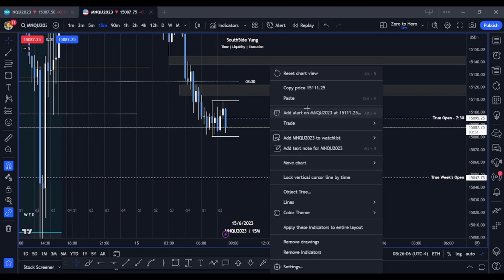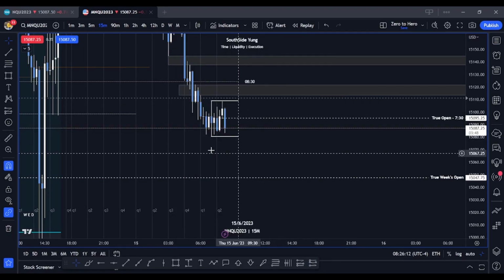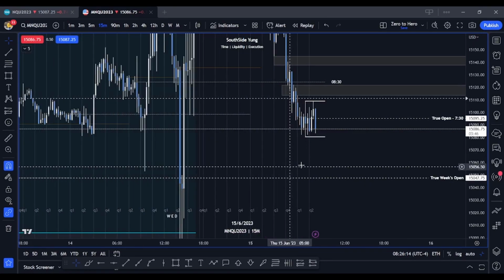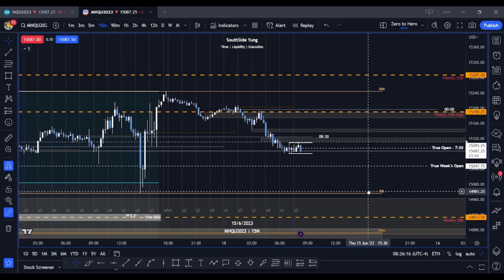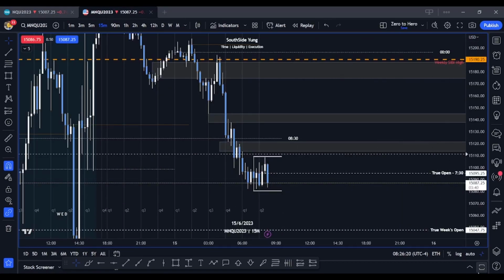So right here, I'm gonna add an alert. If we get manipulation at 8:30 and it moves up, I want to know about it. But I don't want to set an alert for the downside because I don't really see anything to the downside, right? So there we go. That's our charting done. 4 minutes, right in time for that open news manipulation.